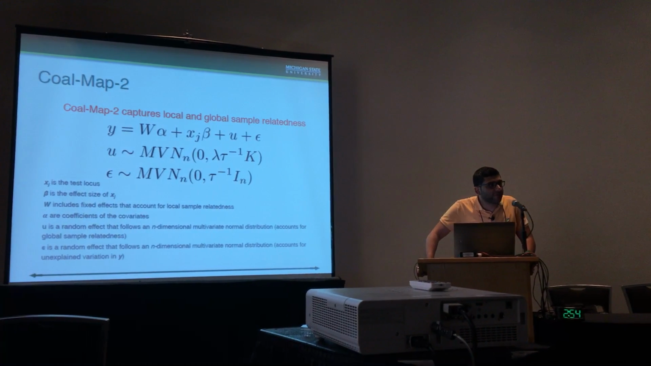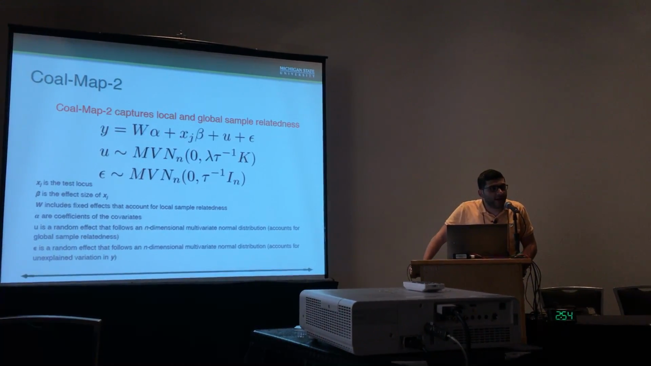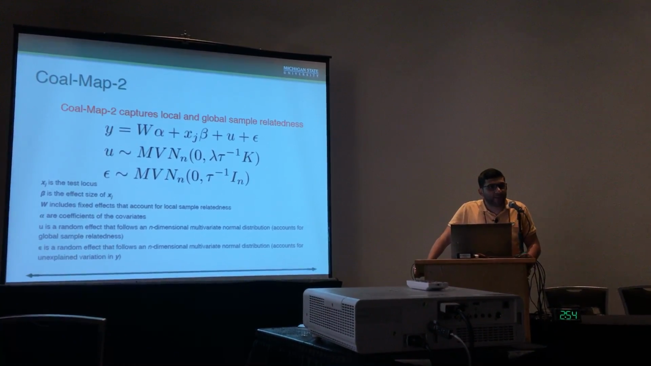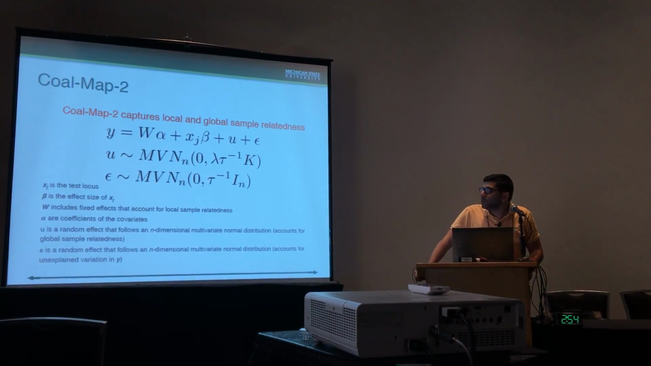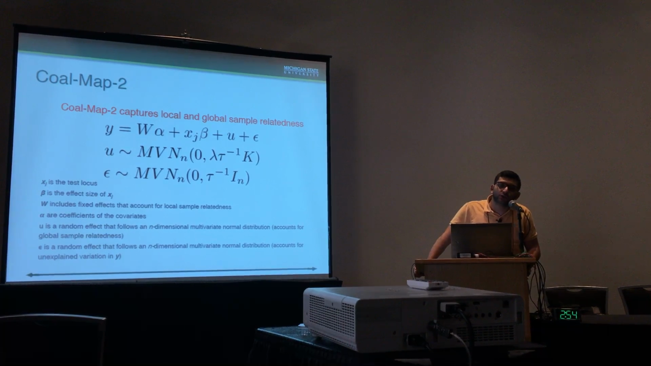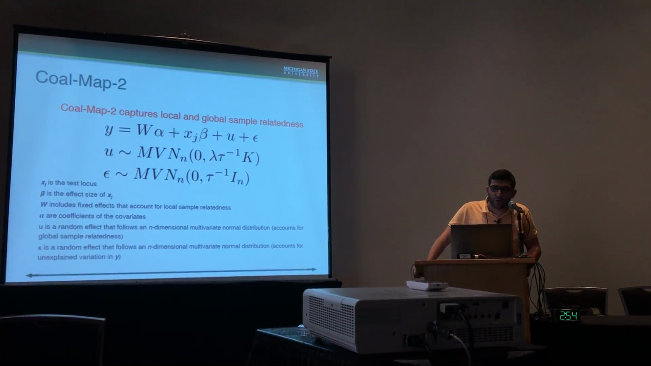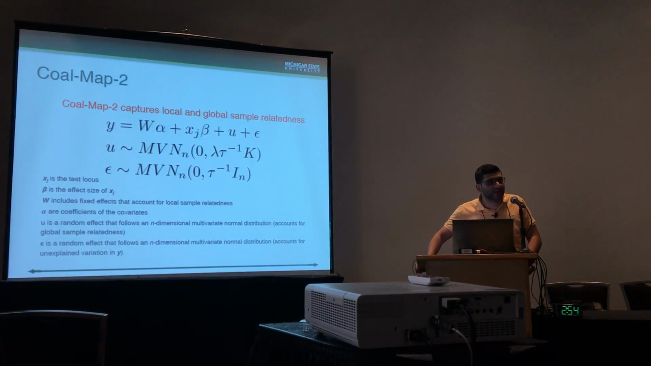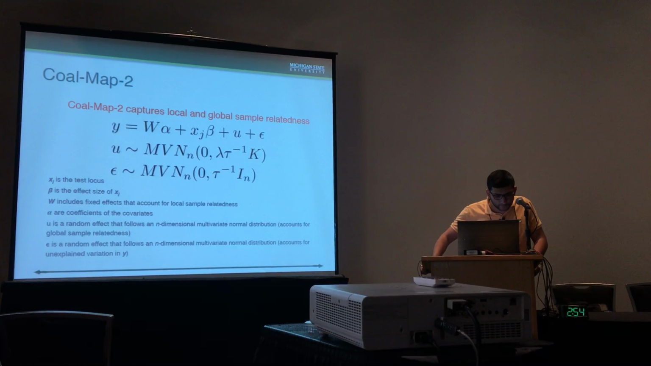Beta is the effect size of test locus xj. Now U is a random effect modeled as a multivariate normal distribution. Basically, U is used to model the global sample relatedness. And finally, we have epsilon, which is also a random effect modeled as a multivariate normal distribution, and it is used to model any unexplained variation in the phenotype Y.